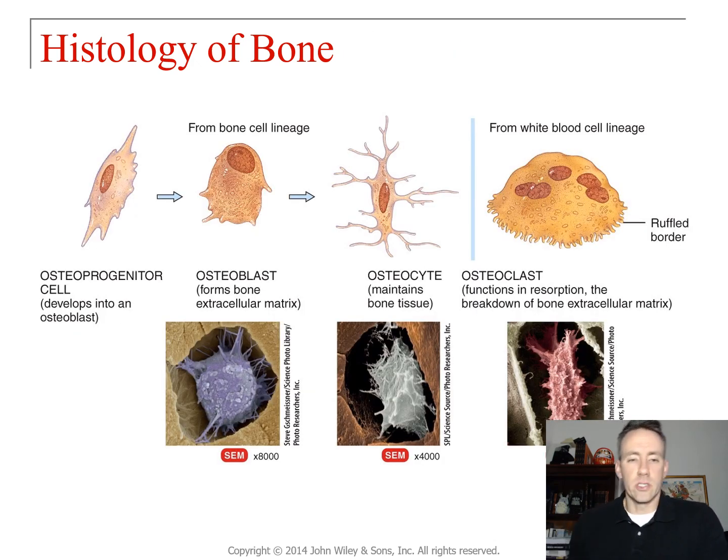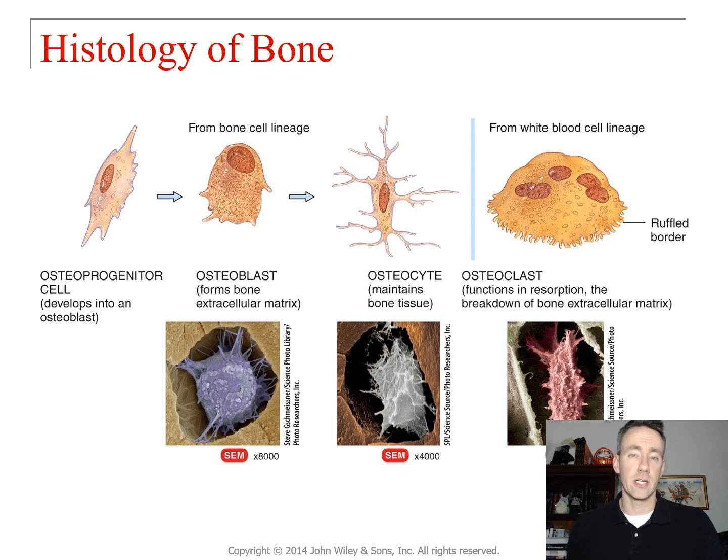Now, you can see in this cartoon here, we have an osteoprogenitor cell, from which comes an osteoblast, which builds up the bone. Then you can see it even changes conformation, becomes mature, and becomes an osteocyte when it's essentially surrounded by its bony matrix. These little processes will communicate with other osteocytes. A different lineage is the osteoclasts, and so you see that over here.